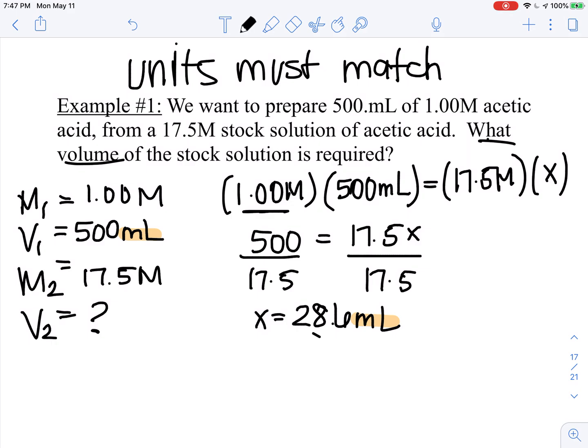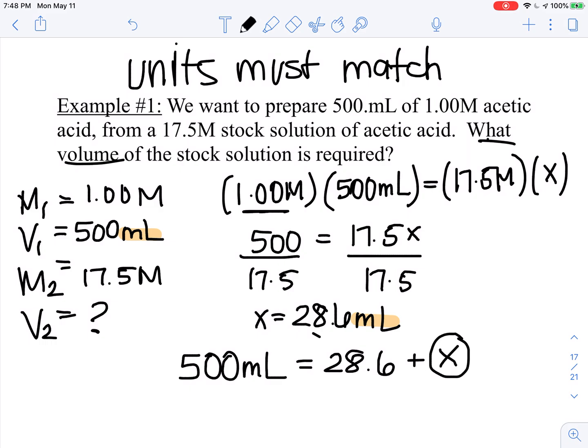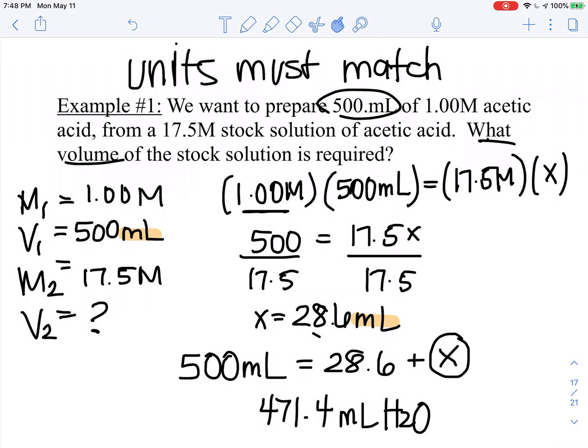Now we can actually figure out how much water we would want to add. We know that the total volume at the end of it is 500 milliliters. That's the total. And that's going to be 28.6 plus X. That is the amount of water that we're going to be adding in. So you just subtract 500 of our total final solution, because that's how much we want to prepare. 500 minus 28.6. When you enter that into your calculator, you get that we're going to add in 471.4 milliliters of water to do that dilution. Okay? So that's first example problem.